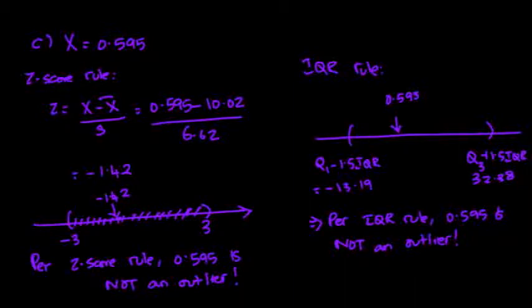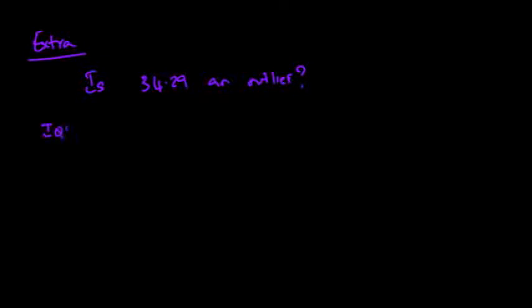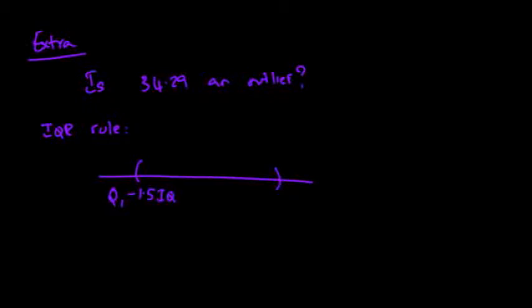Let's do one surprise question for the same sample. It's an extra question which wasn't there. Is 34.29 an outlier? Well, I think it is. I know it is, because if you use the IQR rule, we can immediately see that 34.29 does not fall within the range we have established: Q1 minus 1.5 IQR and Q3 plus 1.5 IQR.